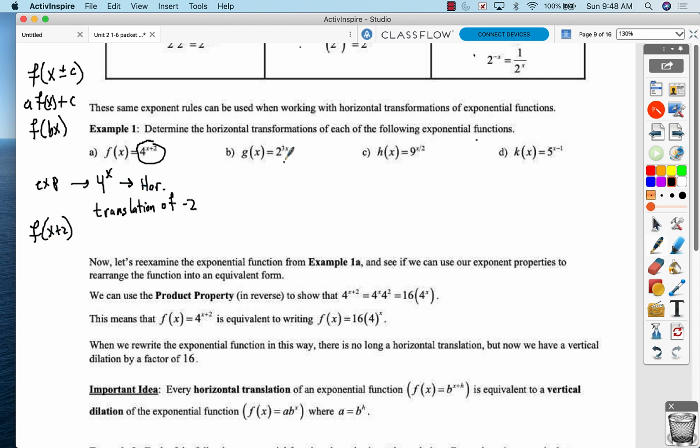Okay, now if you have 2 to the 3x, they went on the horizontal transformation. So the transformation is being done on this because you're putting this 3x inside of that x. Okay, 3x is going to be a horizontal dilation. And since this is inside of the x, it's going to go against your intuition.